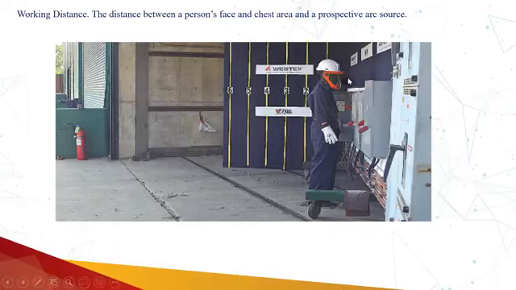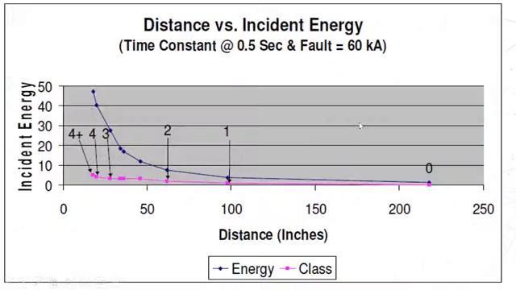That means the incident energy is going to decrease over the distance. So if we are able to increase the working distance, the incident energy will be reduced, and if we decrease this working distance, the incident energy will be increased. For example, I performed my risk assessment and came out with a working distance of a minimum of 36 inches. So I calculated that at the 36 inches working distance, the incident energy will be 10 cal per centimeter square.